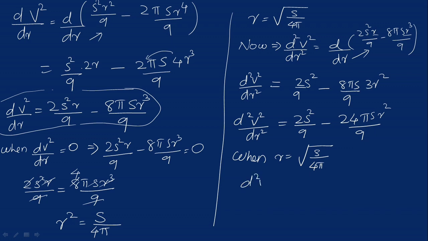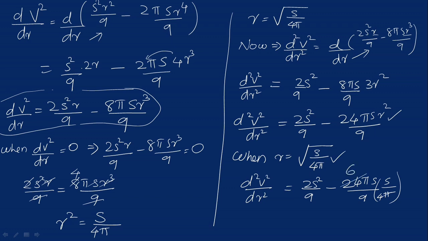When r is equal to root of s by 4π, we apply it in the equation of d²V²/dr², that is 2s²/9 minus 24πs/9 into, instead of r², s by 4π. R is equal to root s by 4π, so r² is equal to s by 4π. Cancelling 24 and 4 in the second term, we have the remaining 2s²/9 minus 6s²/9.